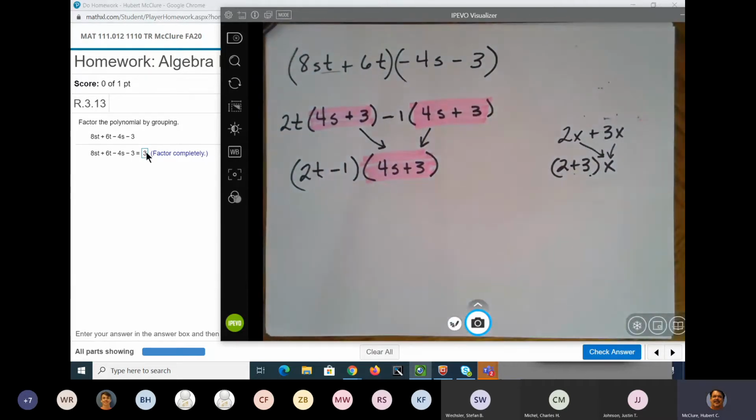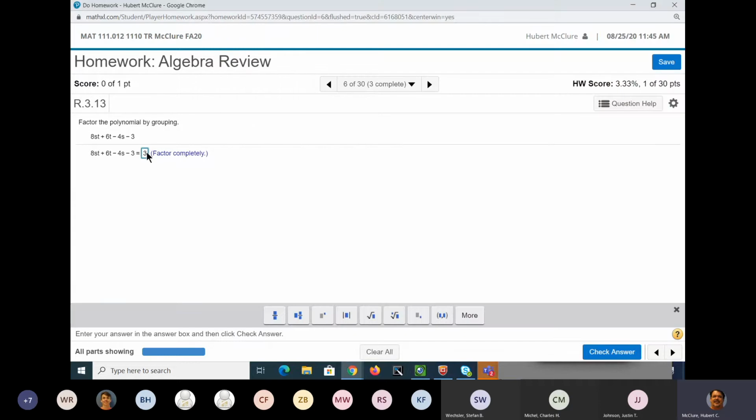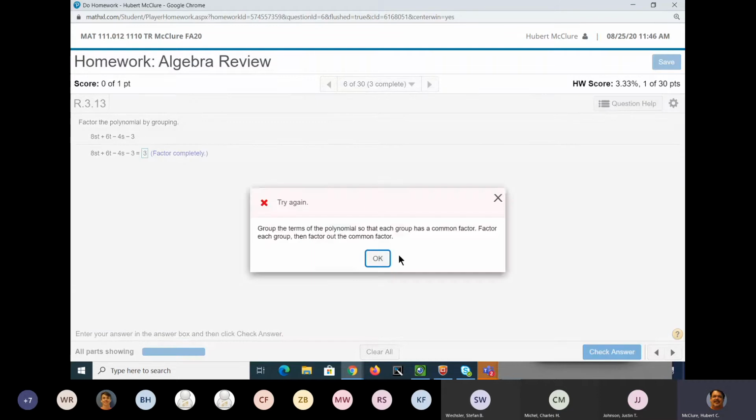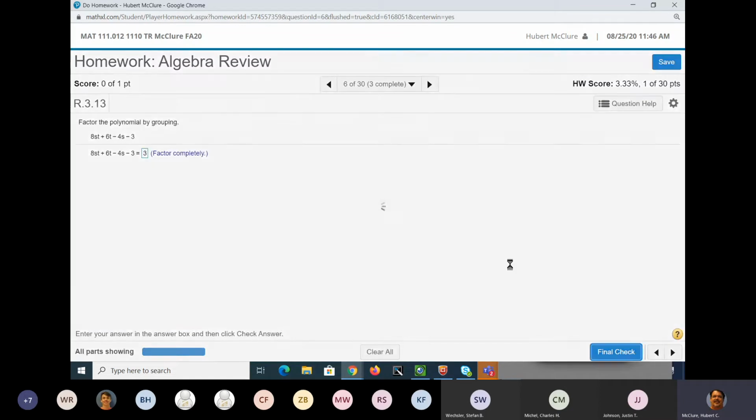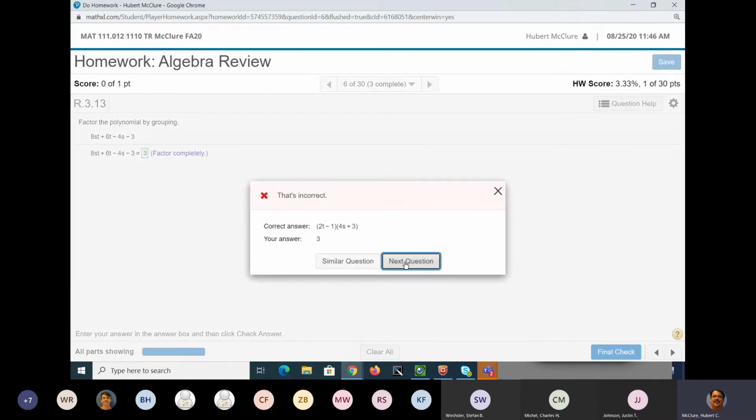So we'll type that in, just to see we got it right, just so we can feel good about ourselves, so we don't have to make the back end of our car go down to the road. All right, so I've got to type that in. I'm just going to type in 3. That way I can just get the answer and show y'all what the answer is. There it is. 2t minus 1 times 4s plus 3.